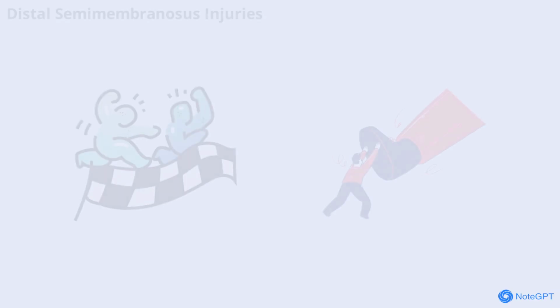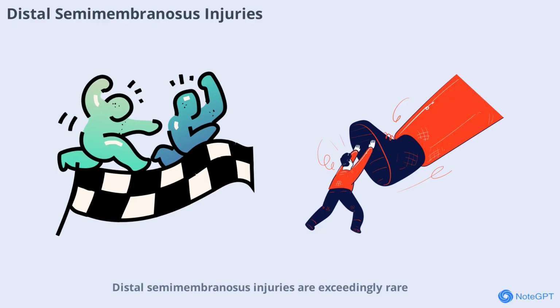Distal semimembranosus injuries are exceedingly rare, with limited evidence to guide treatment. Complete tears are typically managed with direct surgical repair, while partial injuries may initially be treated conservatively. However, delayed surgery or non-operative management often results in poorer outcomes, likely due to the semimembranosus's important role in knee stability. Early recognition and intervention are key for optimal recovery.